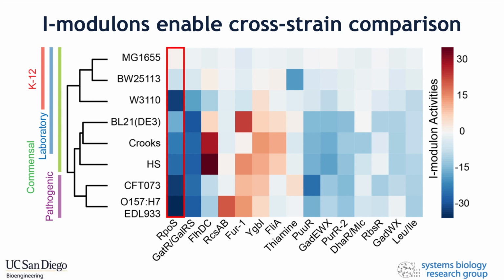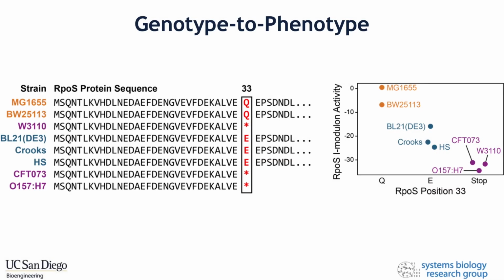In particular, we looked at the RpoS iModulon, which had the most variability in its iModulon activities. When we look at the RpoS protein sequence in all these strains, we can see 3 alleles. One has glutamine, one has glutamate, and one has a stop codon. The inferred iModulon activities for RpoS are lowest in the truncated version of RpoS, and are highest in the allele with glutamine in position 33 of the protein. The switch from glutamine to glutamate seems to reduce the iModulon activity, but not nearly as much as a truncation would.